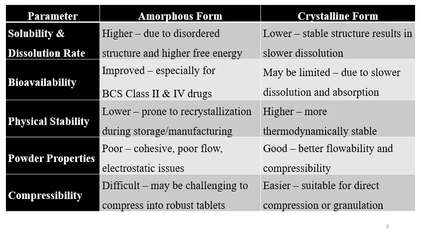Physical stability. Amorphous forms have lower physical stability. These are sensitive, prone to recrystallization during storage and manufacturing, whereas crystalline forms are considered as more stable. These have higher stability and these are more stable thermodynamically. Then powder properties. So amorphous forms have poor properties considering the cohesiveness, poor flow, electrostatic issues. Crystalline forms are good compared to amorphous forms. These may have better flowability and compressibility. Then compressibility. Amorphous forms are difficult to compress and may be challenging to compress into robust tablets. Crystalline forms are comparatively easier to compress and may be suitable for direct compression and granulation.